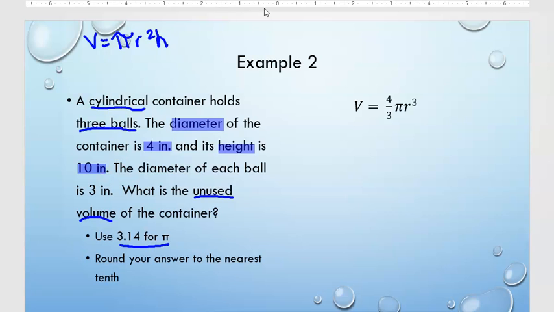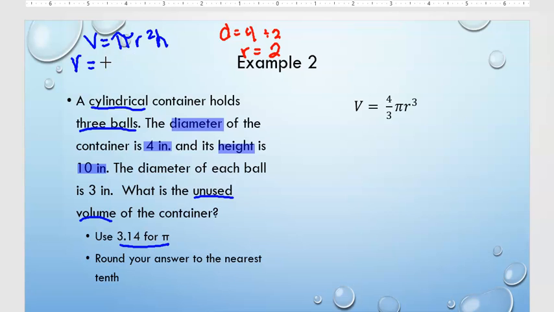First of all, I need to have my radius, not my diameter. So we've been practicing this. You guys should be getting really good at this by now. If I know that d equals 4, again, divide that by 2, and so now I know my radius equals 2. So now my radius is 2, my height is 10, and I'm going to put this all together and find the volume of my cylindrical container.